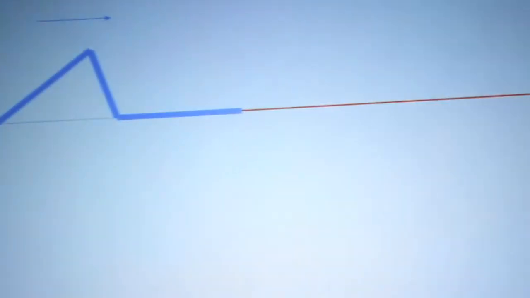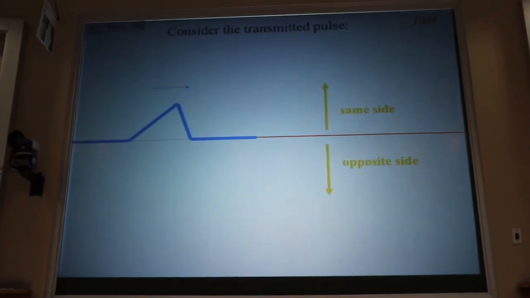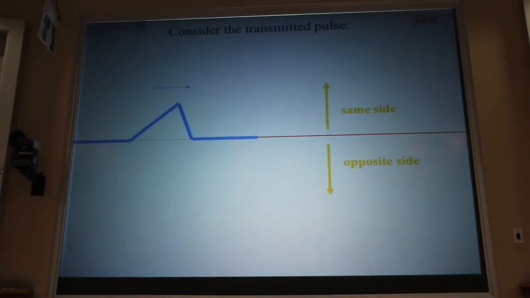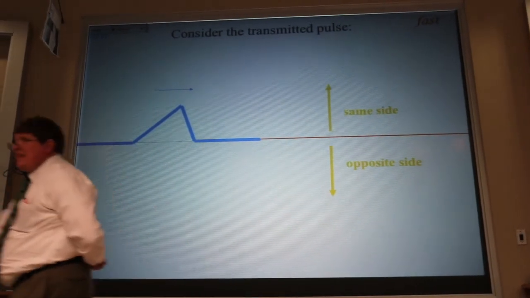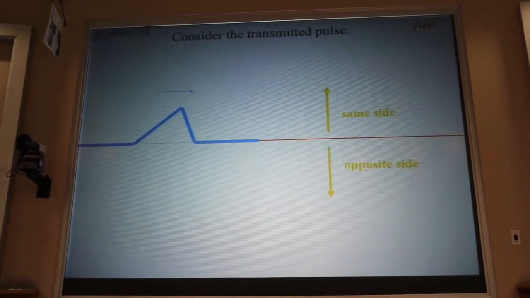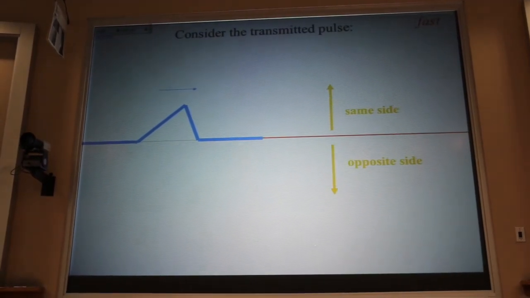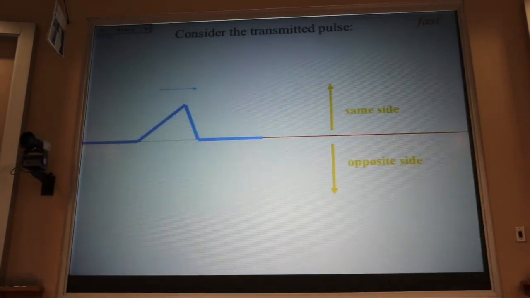Now, say I have a pulse like that coming in on the slow spring, and it hits that boundary. Will the transmitted pulse be on the same side or the opposite side in this case? Same. Is it the same side in this case, or is it the same side in every case? Every case, every stinking time. You never have to worry about that transmitted pulse. It will always be on the same side as the mother pulse that created it.